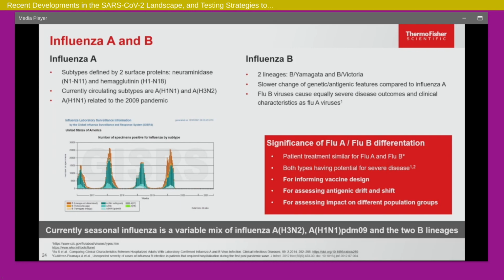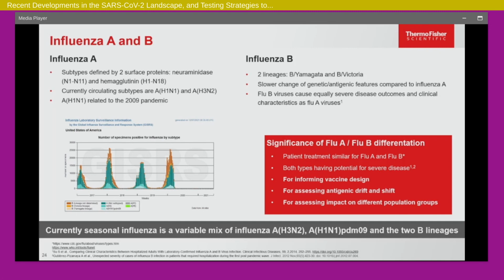With flu B, it has those two different lineages. And again, why do we talk about flu A and flu B? On one hand, from a clinical standpoint, they're quite similar in presentation. They do present with similar symptoms. There is some data that says that flu B might cause more severe disease in younger children. But overall, the management is quite similar, and the prognosis is also quite similar.